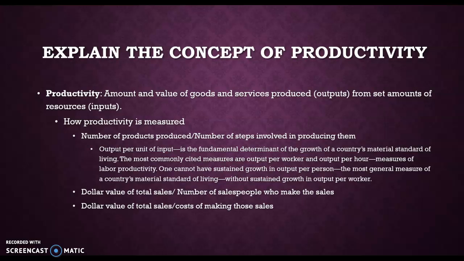So productivity, if you guys recall the pizza scenario we have in the classroom, it is the amount and value of goods and services produced by the outputs. So inputs and outputs are a big deal here. So how much you're putting into getting something done and how much you're putting out is what you're looking at. So productivity is measured by a couple of ways. So the number of products produced divided by the number of steps involved in producing them.